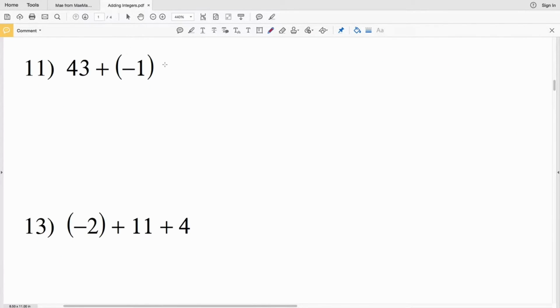For number 11, we have 43 plus negative 1. That's the same as writing 43 minus 1, which is going to give us positive 42.